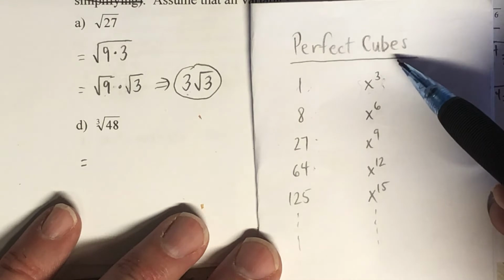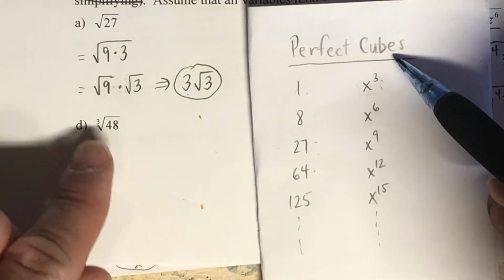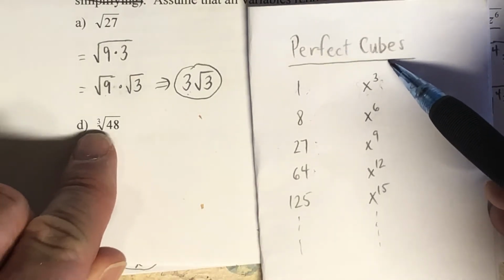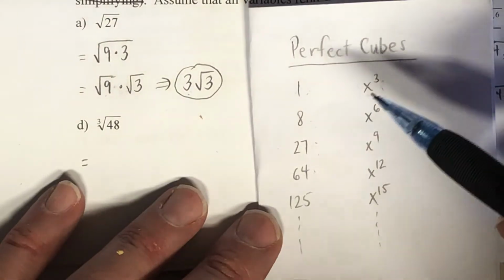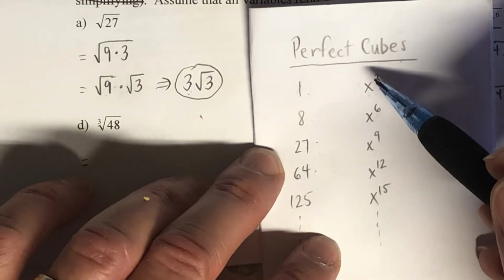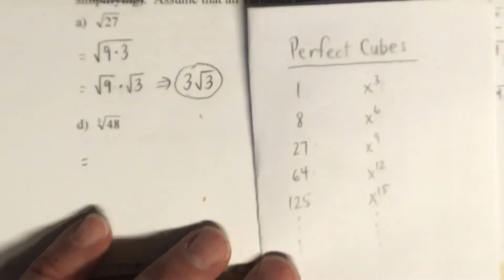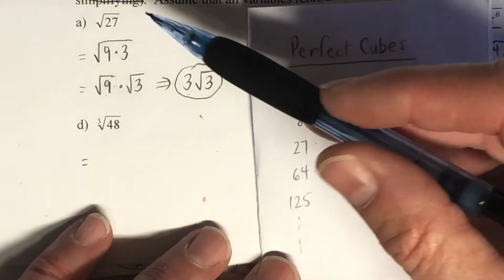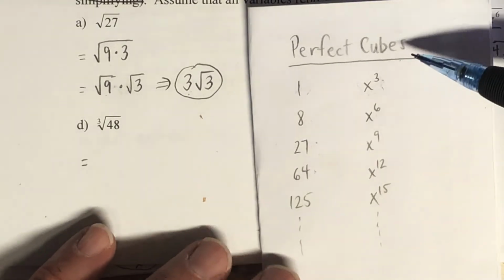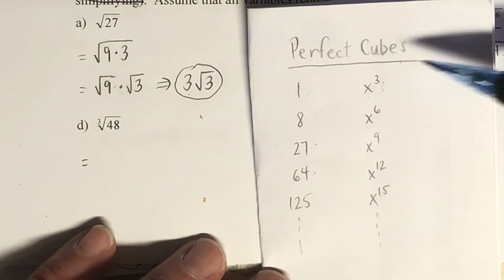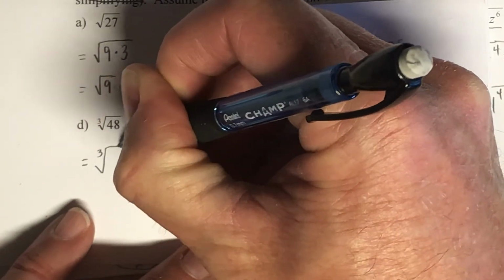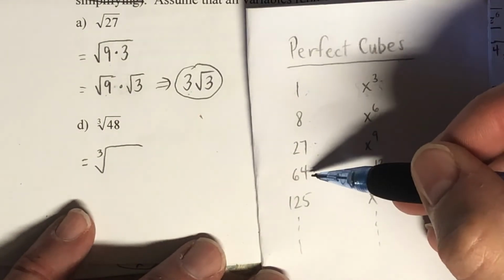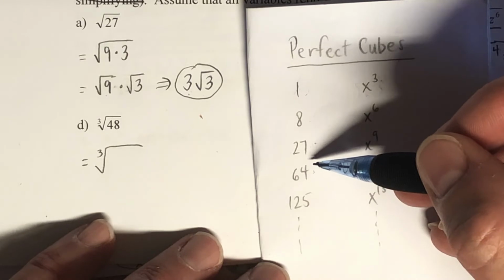And the way you know if you're looking at the correct list, you look at what the root is. Is it a cube root or is it a square root? For now, anyway, we're not going to be looking at fourth root or fifth root or those bigger roots. Just square roots and cube roots. So with cube roots, we're looking at the perfect cube list. What is the biggest number on this list that is a factor of 48?